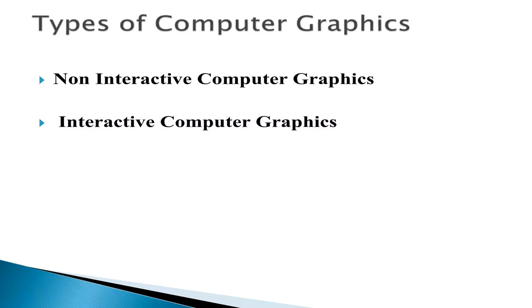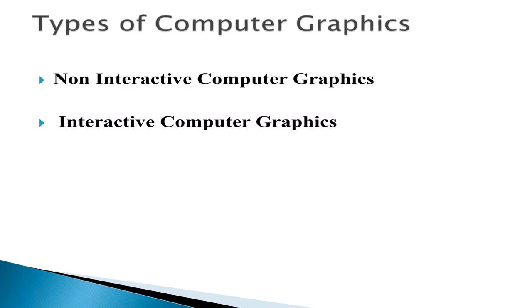You can only see the screensaver, and you can only manipulate the icons that are on your screen, but not the screensaver itself. Let's take a look at the second one, which is interactive computer graphics. Interactive computer graphics is active. The user has control over the image or computer. It involves two-way communication between the computer and the user.